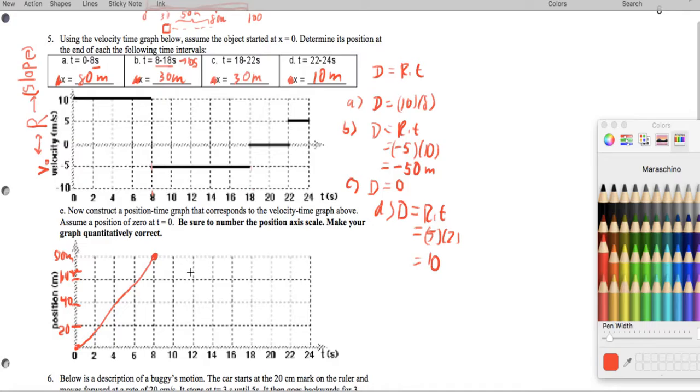I would use a ruler. Now, at 18 seconds, I end up at the 30 meter mark. So I'll just get that labeled here. I stay there for 4 seconds. And finally, I wind up at the 40 meter mark at the end. So that's question number 5.